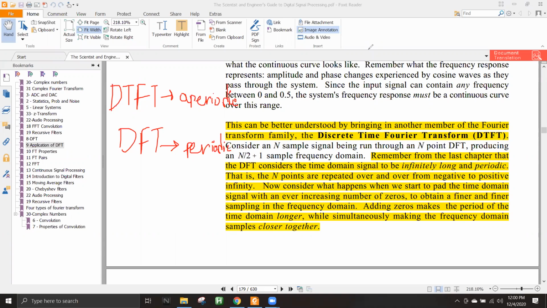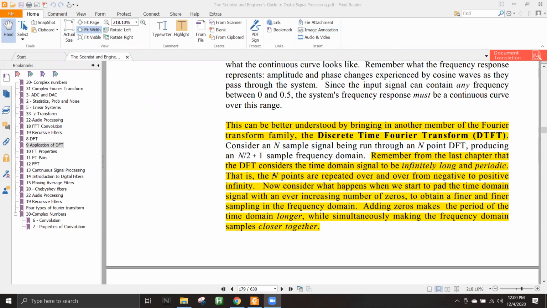So why are we bringing in this DTFT here? That is because in the limiting case DFT can become DTFT. So this one works on infinite signals and aperiodic signals, right? How a periodic signal can be made aperiodic is just a theoretical discussion here.